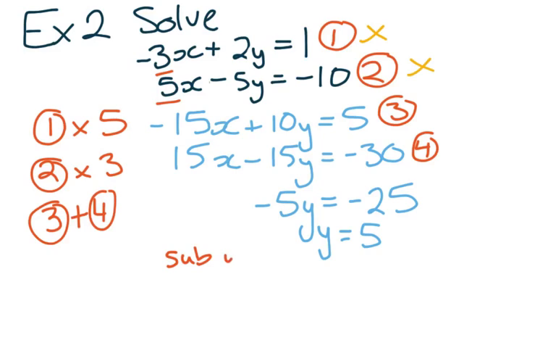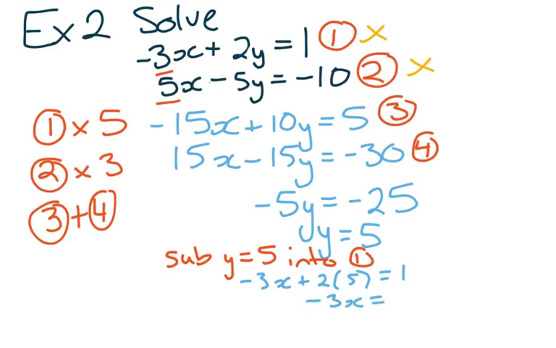We sub y equals 5 back into one of the equations. And again, it really doesn't matter. You could go into 1, 2, 3, or 4 for this one. I am going to go into 1. And we would have negative 3x plus 2 lots of 5 gives us 1. So negative 3x is equal to negative 9, which means x must be 3. And again, we just write our solution as a coordinate 3, 5.